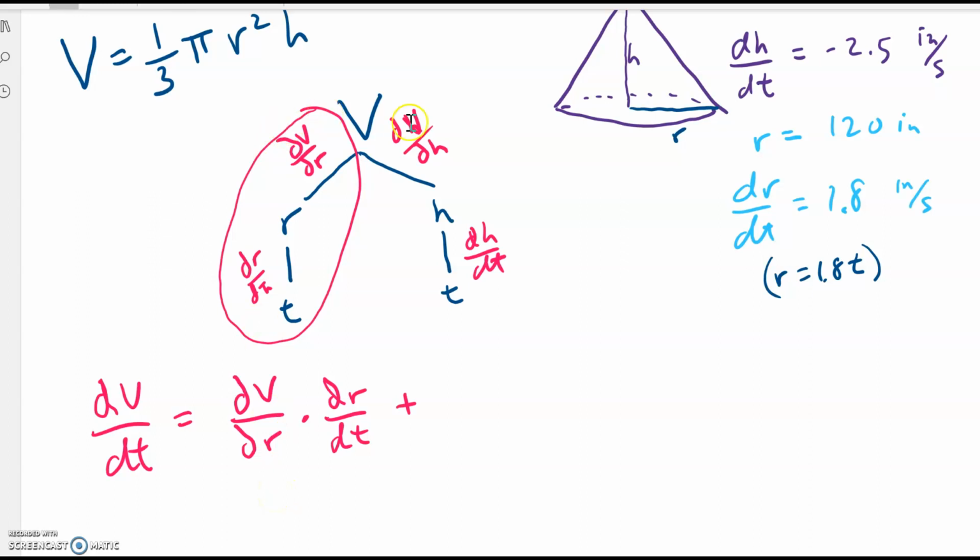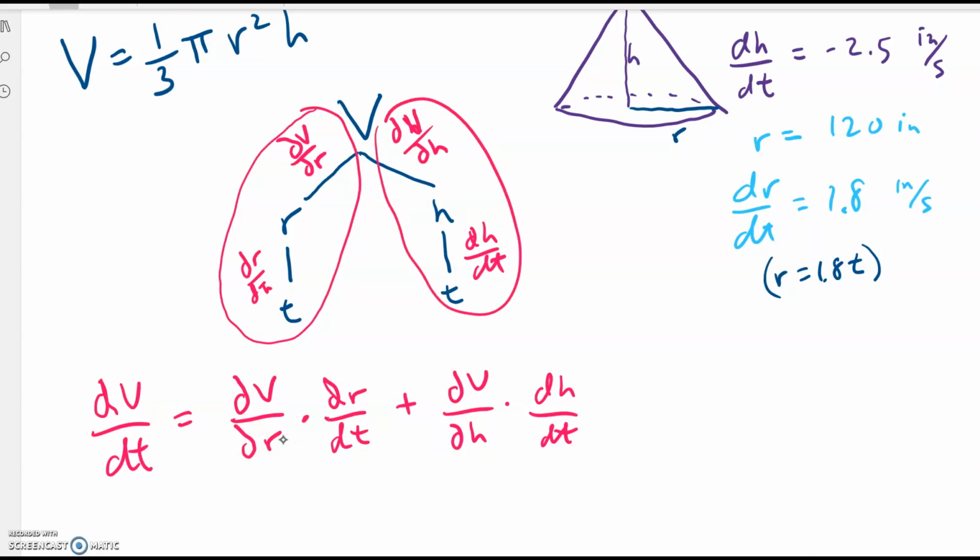And then you just add up all the branches together, and so then plus dV/dh, that's a partial derivative right there, times the ordinary derivative dh/dt. If you get confused about when to use partial derivative and when not, if you have a derivative of a function of one variable, then it's a regular derivative. If you have a function of more than one variable, then you have to do the partial derivative. And so there's the idea.